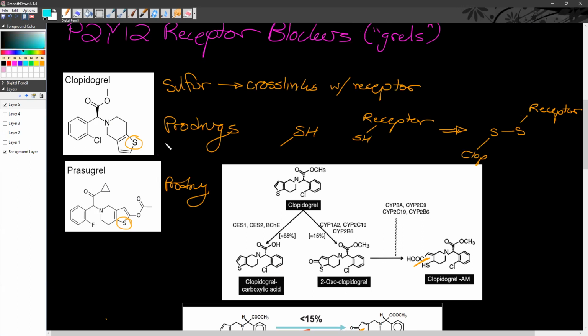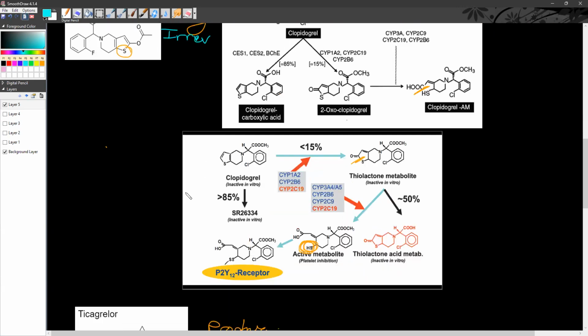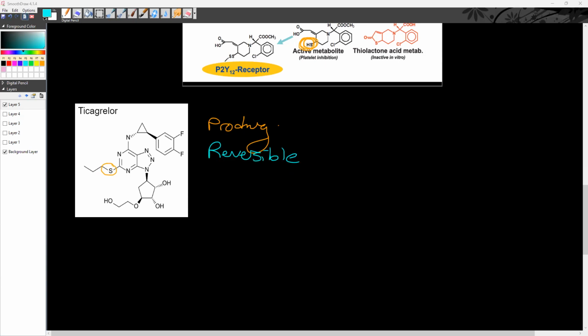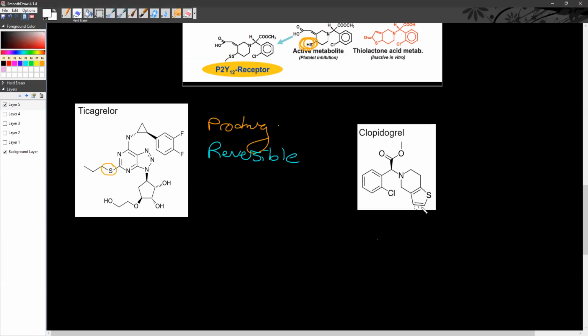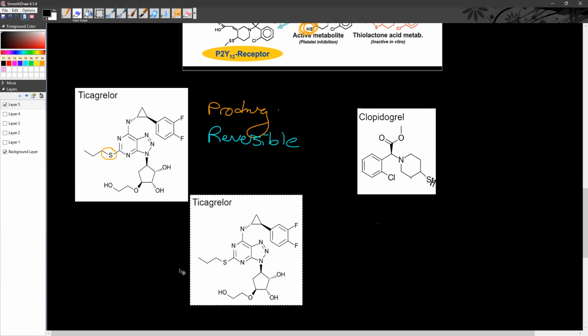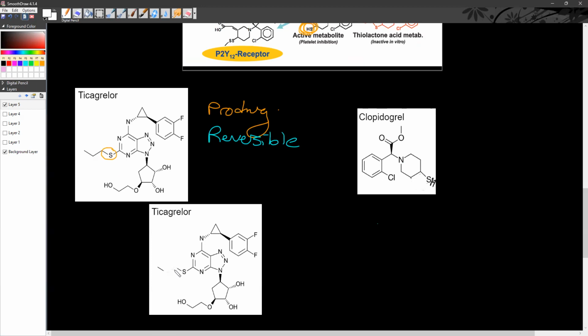The difference between them is that where clopidogrel is irreversible, prasugrel is irreversible, ticagrelor is reversible. And just to bring them down real quick, just so that we can compare them. When we look at the difference between them, I'm just going to make it look like how it would after its metabolism. What's the main difference between the ticagrelor sulfur and the clopidogrel sulfur? So let me just erase out the portion that gets removed.